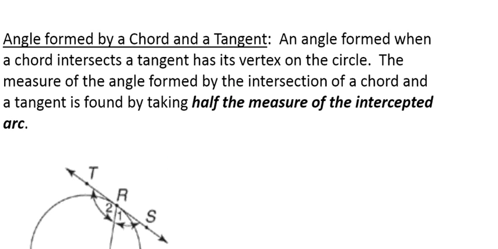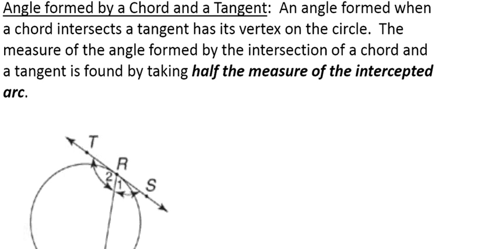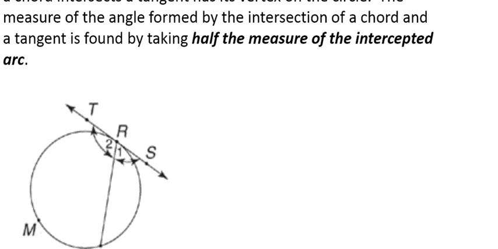The next type of angle that we need to take a look at is the angle that's formed by a chord and a tangent. This says it has its vertex on the circle. So if we look at the picture, segment or line TS would be tangent because it touches the circle in exactly one point. QR would be a chord because its endpoints are on the circle.